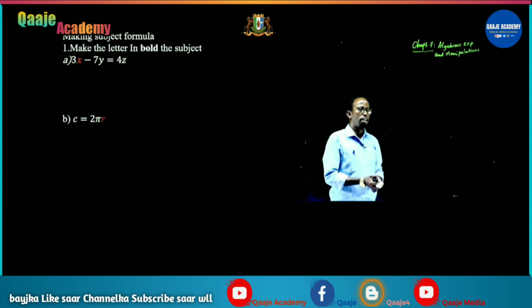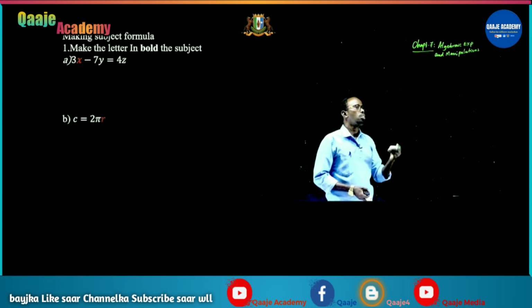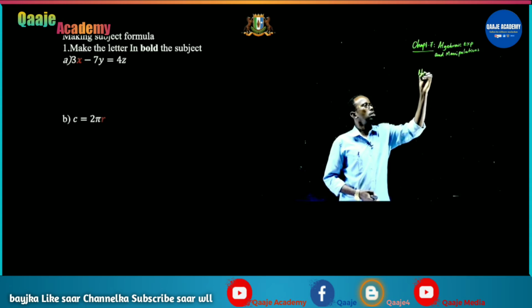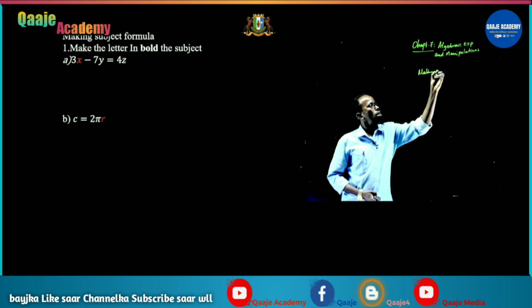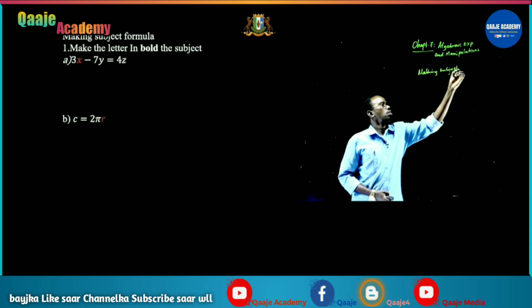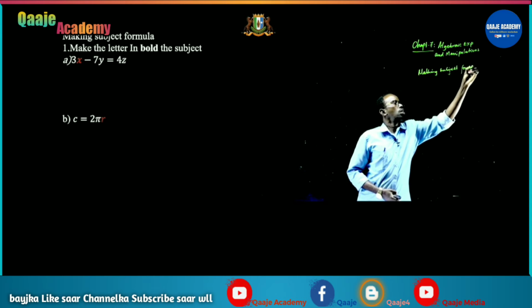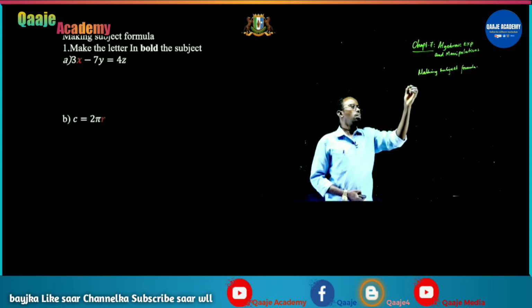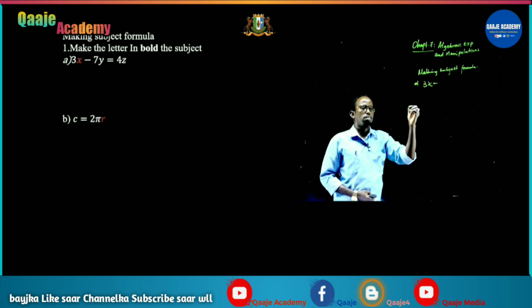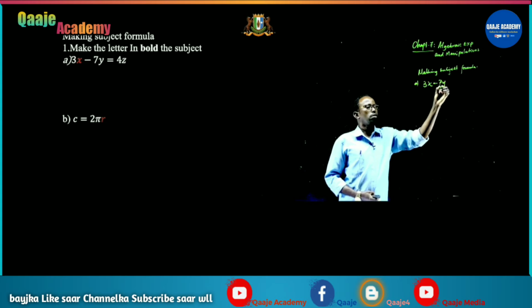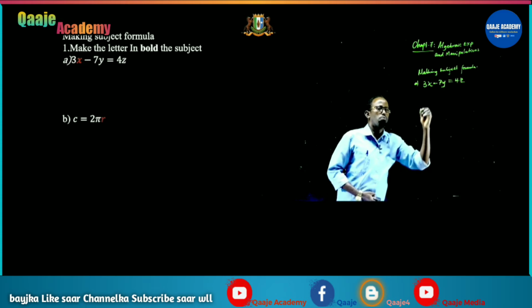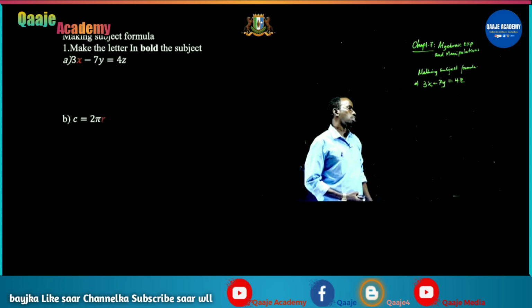Make the letter in bold the subject. Making the subject of a formula. A, 3x minus 7y equal to 4z. We are told to make x the subject.